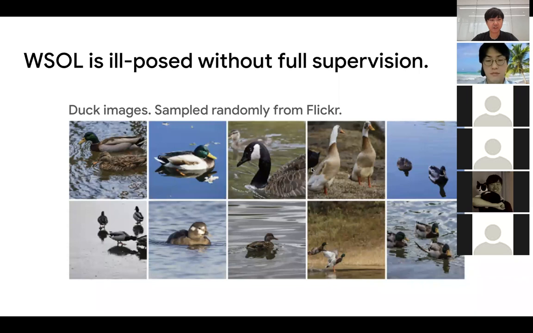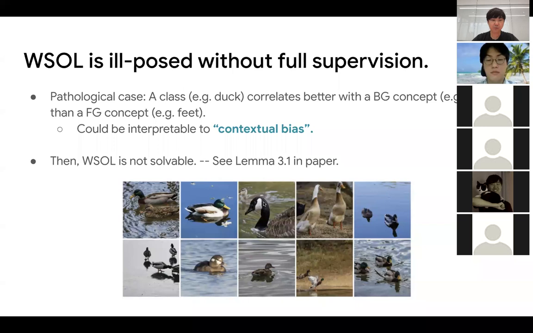These dog images are sampled randomly from Flickr. We observed that the feet of dogs rarely occur in this toy dataset. On the other hand, water occurs more frequently. As a result, the dog class correlates better with the water than the dog's feet. This can be considered as contextual bias. Due to this bias, WSOL is not solvable. For more detail, please see Lemma 3.1 in the paper.